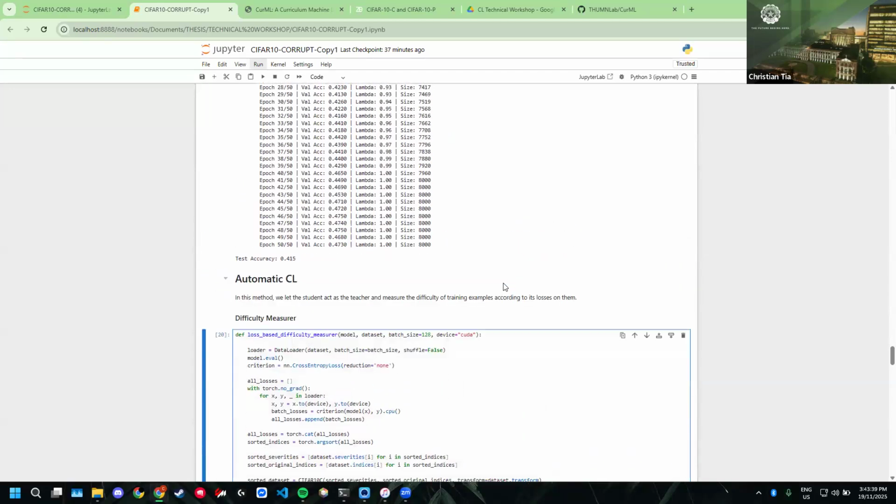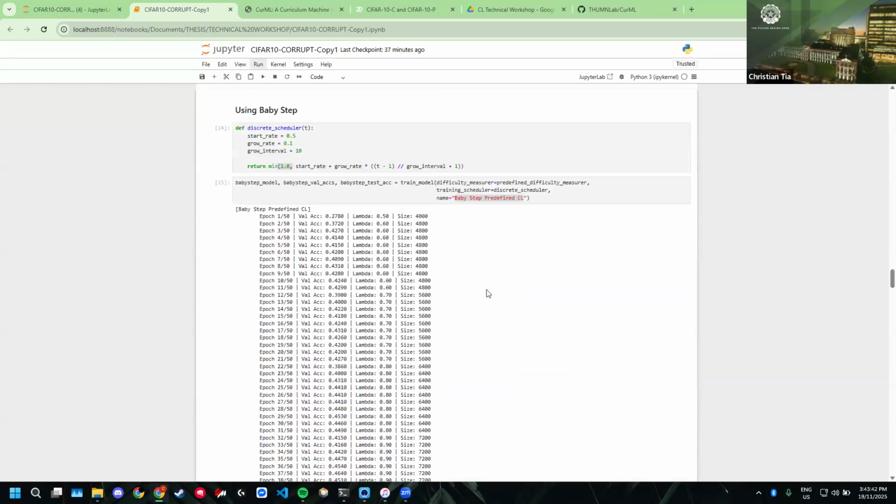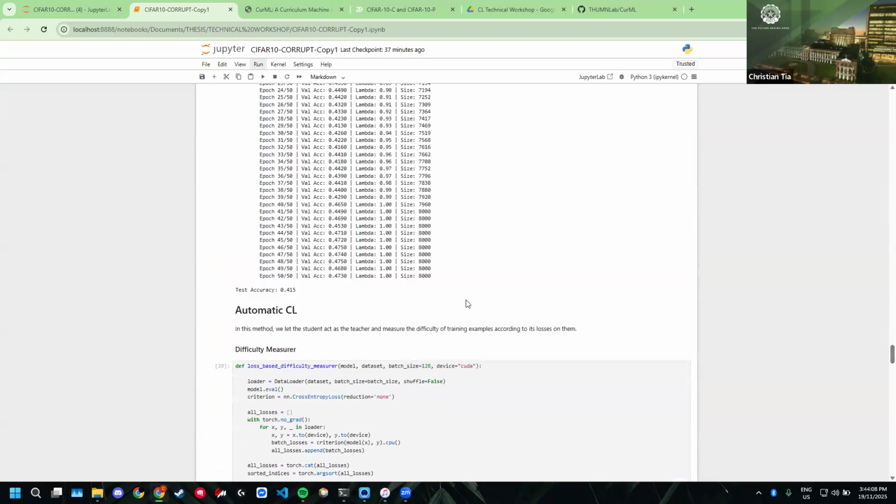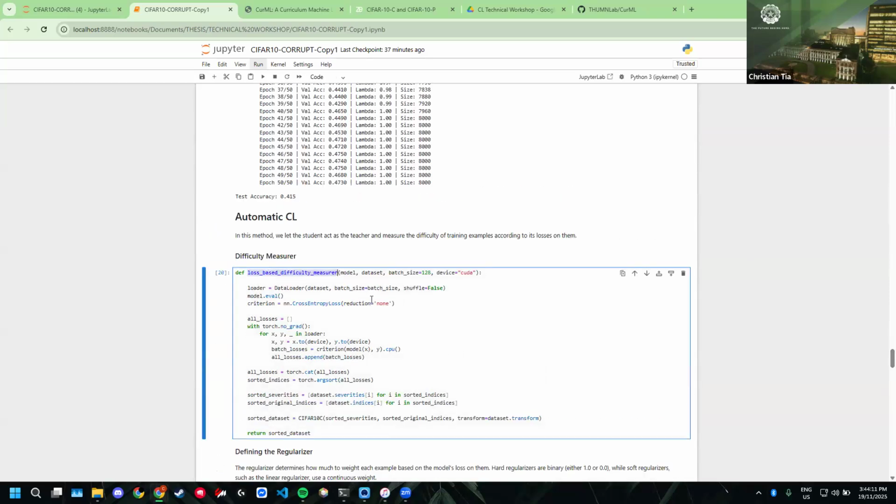So to alleviate the pressure off of the researcher, another category of curriculum learning methods is automatic CL. In predefined CL, we have to manually define the difficulty measure and the training scheduler. Automatic CL would now use the student itself as the teacher. So in predefined CL, we're the teacher, we're defining the curriculum. However, in automatic CL, the student has some input on how that curriculum is set.